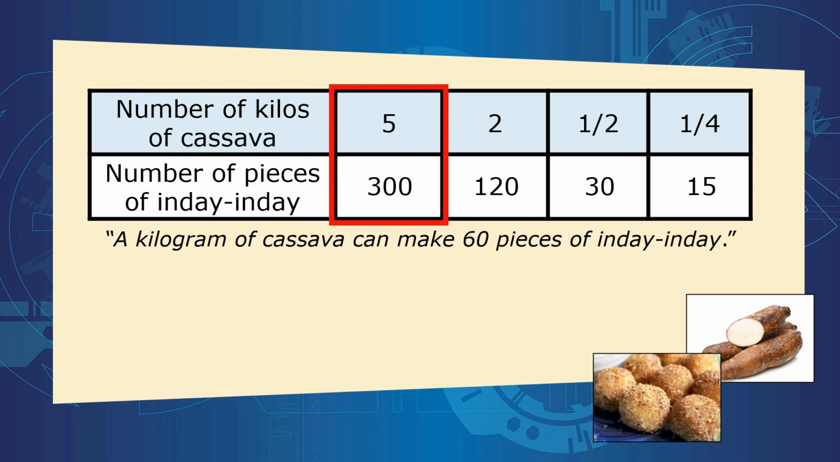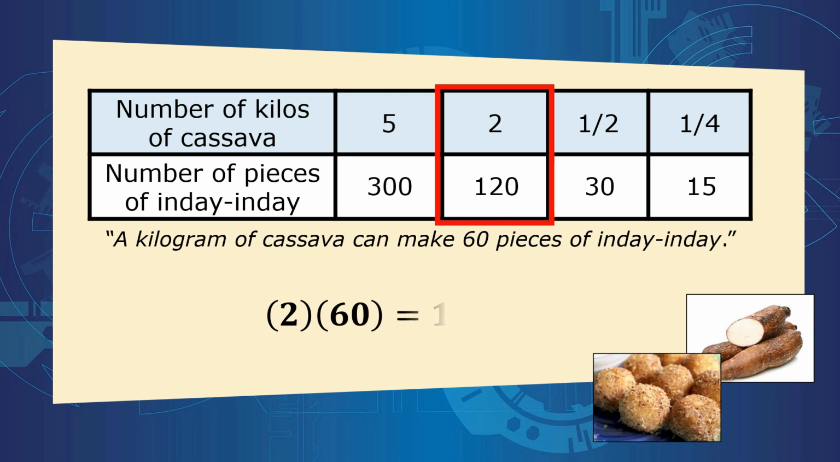That's right. We simply multiply 5 by the number of pieces of inday-inday per kilogram, which is 60. So the product is 300. Then, multiplying 2 by 60, the product will be 120.